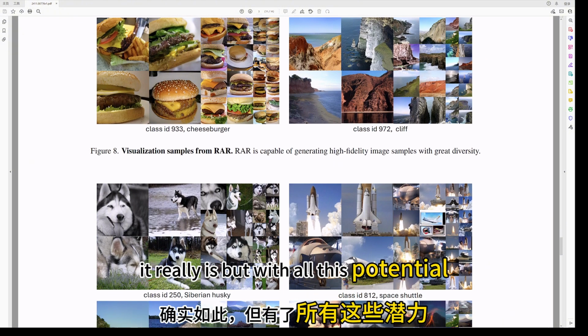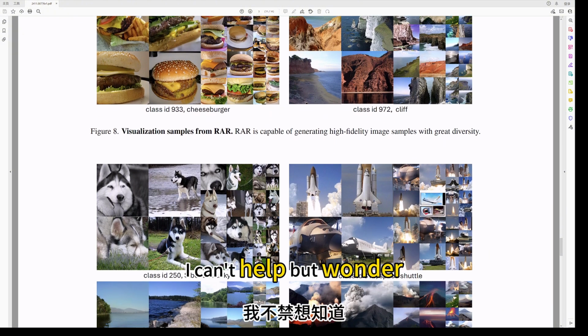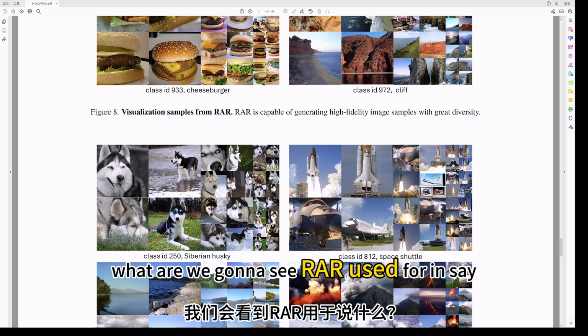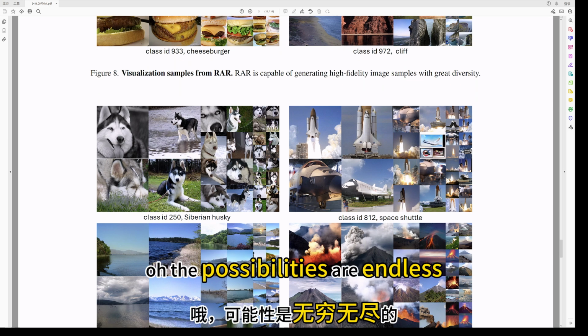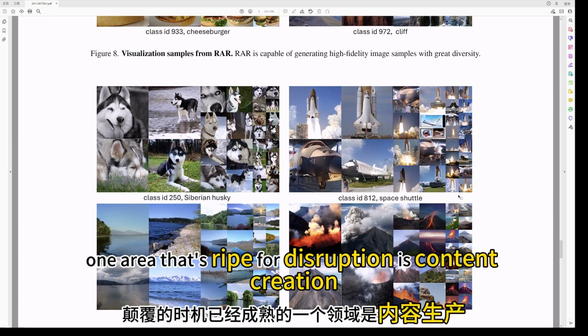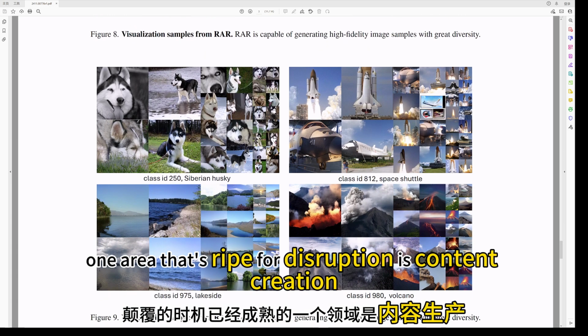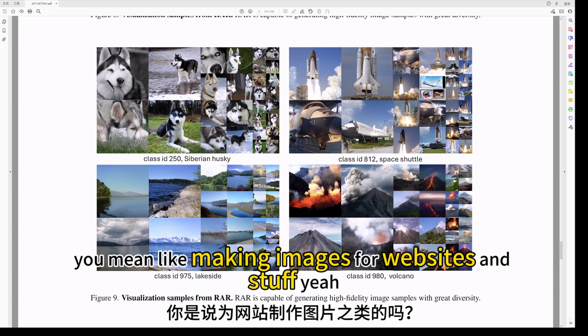But with all this potential, I can't help but wonder, what are we going to see RAR used for in, say, the next few years? Oh, the possibilities are endless. One area that's ripe for disruption is content creation. You mean like making images for websites and stuff?